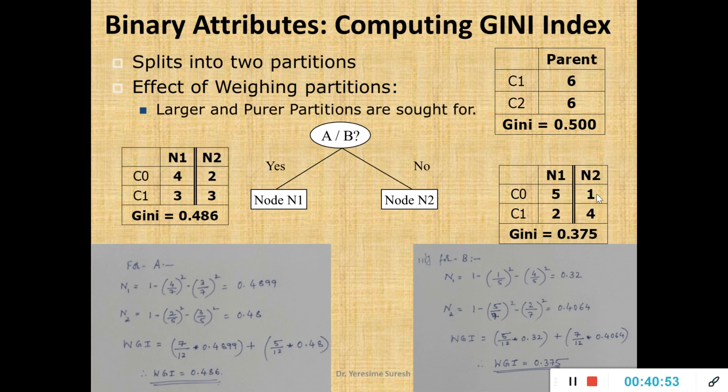So the total number of instances: 5 plus 1 is 6, 6 plus 2 is 8, 8 plus 2 is 12. That is what I have done. Total number of instances, 5 divided by 12 into 0.32. Again, 1 plus 4 is 5, 5 plus 2 is 7, so 7 by 12 into 0.464, plus 5 by 12 into 0.32. I get a weighted Gini index of 0.375. Since this has the least value compared to the other, it is the purer node, and I will select this part of the tree to split the decision tree, or as the test attribute condition.